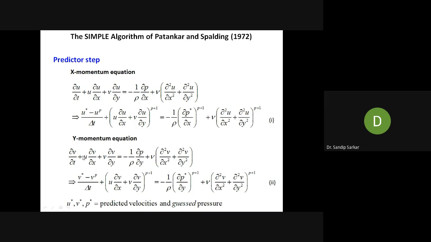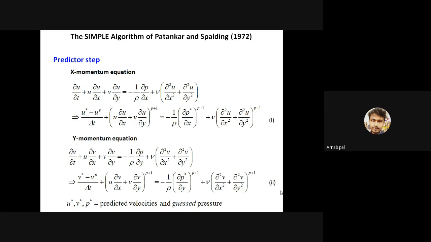Now again we have a y momentum equation. In the y momentum equation also, you can write this equation as (v star minus v p) by delta t plus u del v by del x plus v del v by del y at p plus 1, equals, same thing, minus 1 by rho del p star by del y at p plus 1, plus nu times (del 2 v by del x2 plus del 2 v by del y2) at p plus 1. Right? You can write the v momentum equation also. Clear? So here u star and v star are your predicted velocities, and p star is basically your guess pressure. Is that clear to everybody? Equation number 1 and equation number 2, how I have written?